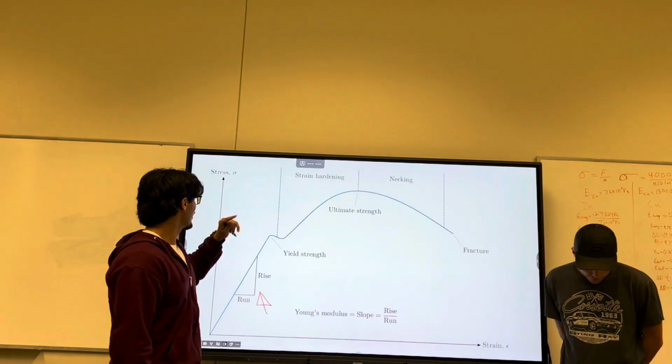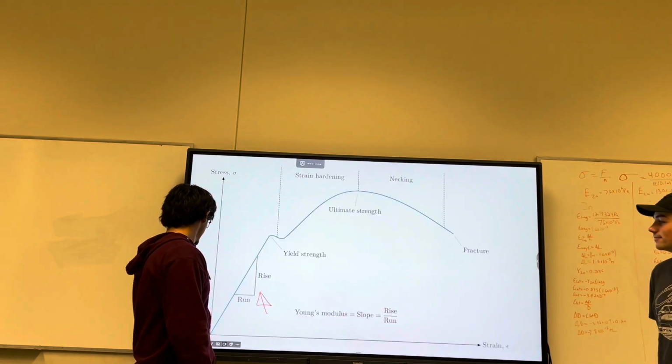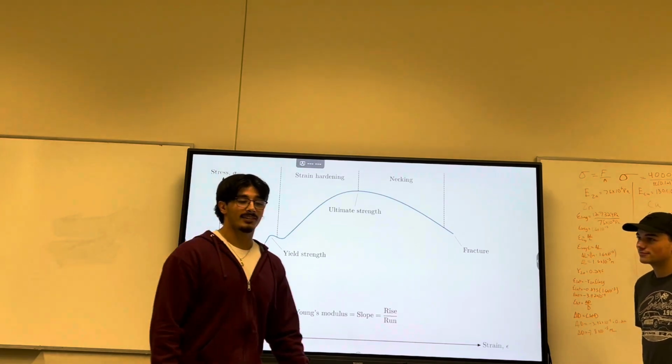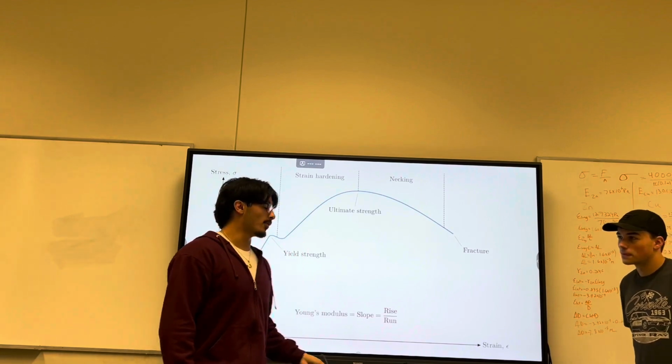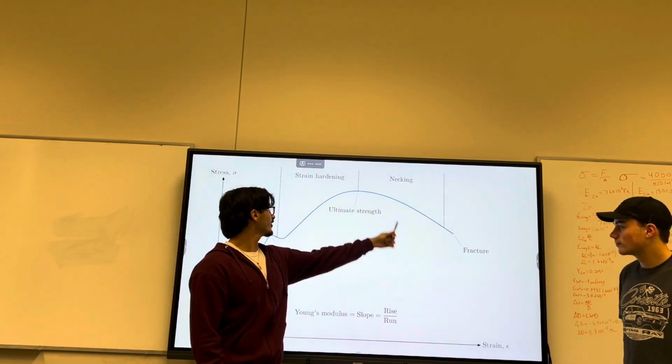So we have a standard graph here of a stress and strain curve. On your y-axis, you have stress. On your x-axis, you have strain. This linear portion is the elastic region. This is your plastic region.